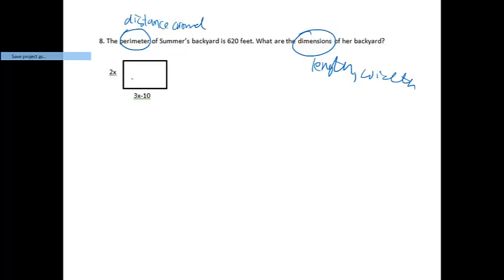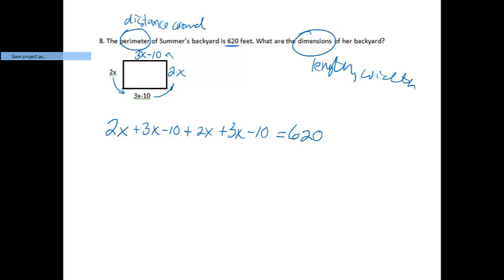So we do want to start by labeling all 4 sides. If the left side is 2x, then the right side is 2x. If the bottom is 3x minus 10, then the top of the yard is 3x minus 10. And the perimeter is the distance around, so I'm going to add up all of these values. So I'm going to add up 2x. I'm going this way around just like that. Okay, so we've got 2x plus 3x minus 10 plus 2x plus 3x minus 10. And they told us that the perimeter of that yard was 620, so it will equal 620.